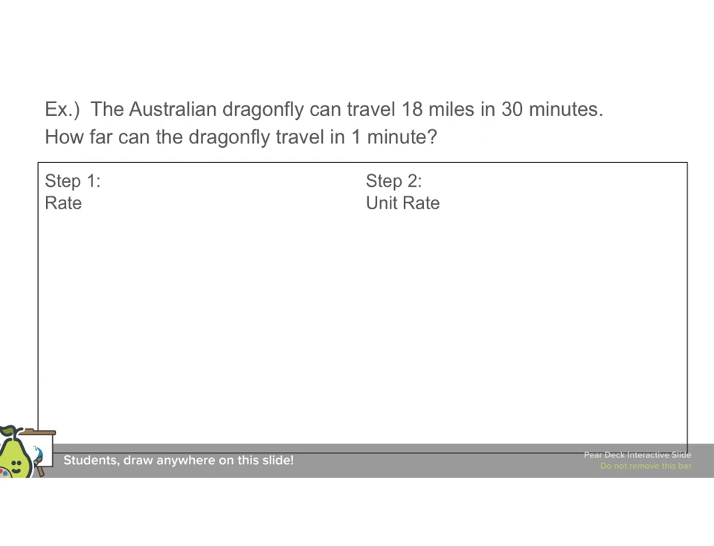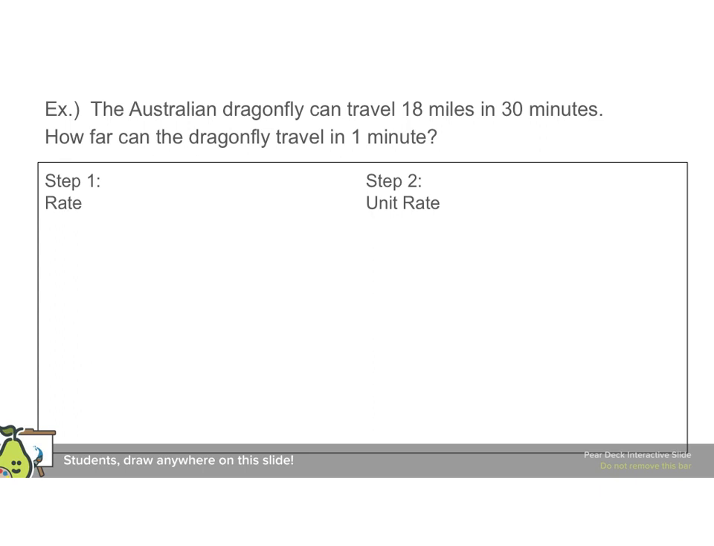Here's our first question. It says the Australian dragonfly can travel 18 miles in 30 minutes. How far can the dragonfly travel in 1 minute? So the first step that we have to do to find the unit rate is to first write the rate. And the rate comes from inside the question. So let's go ahead and write the rate.